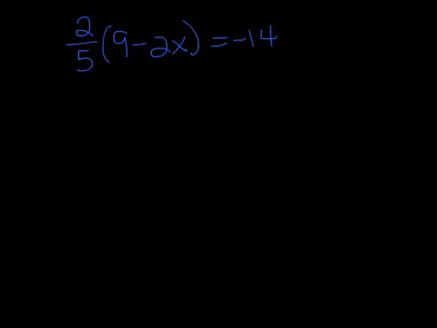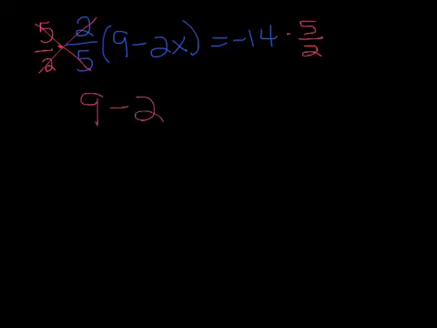As with the previous problem, really the easiest way to do this is to get rid of the 2/5 by multiplying both sides by its reciprocal. So the reciprocal of 2 over 5 is going to be 5 over 2. On your left-hand side, everything is going to cancel out and you're just left with 9 minus 2x. On your right-hand side, you can cross-cancel your 2 and your 14. You end up with negative 7 times 5, which gives us negative 35.